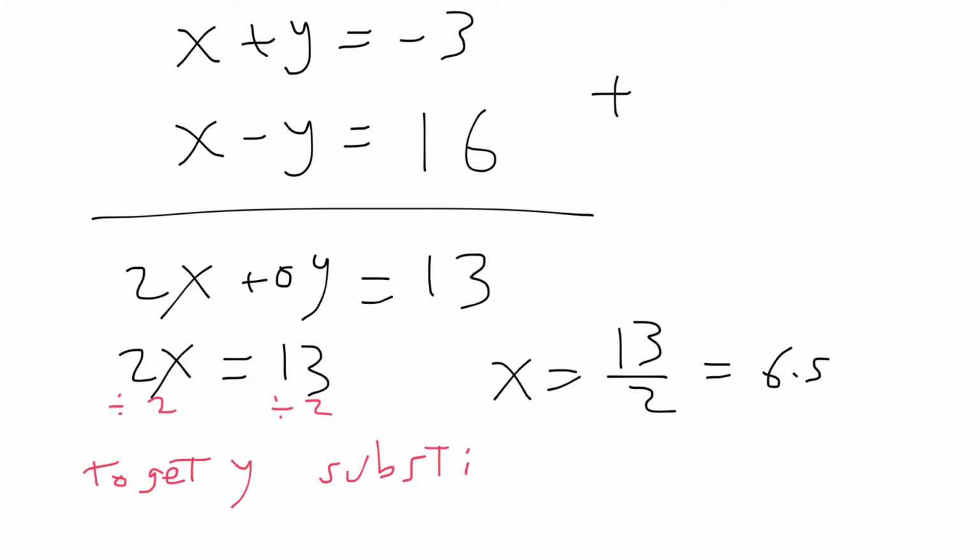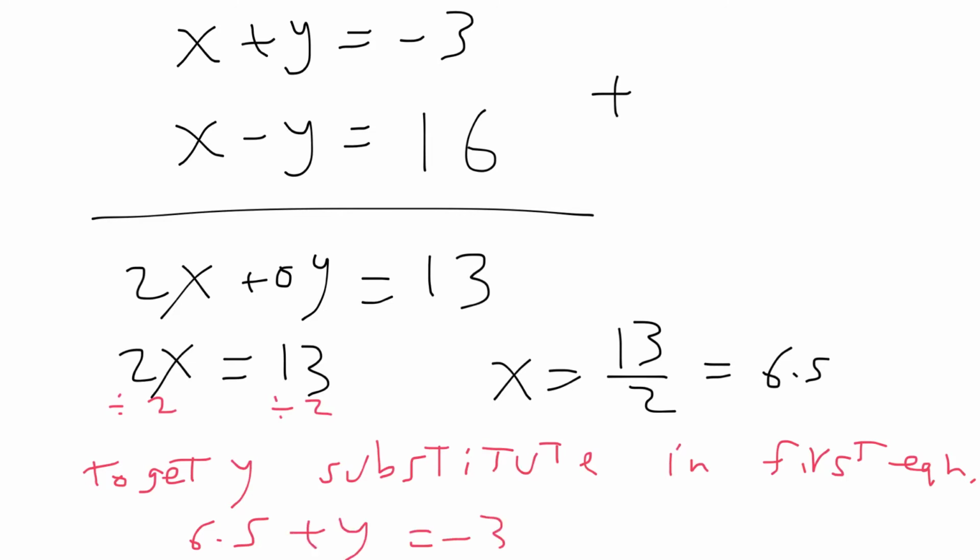Substitute in the first equation, for example. In the first equation, you already have x is 6.5, plus y equal to minus 3. If you want the y, you just need to move this to the other side. So when it comes here, minus 6.5, and that means y equal minus 9.5. That's it.